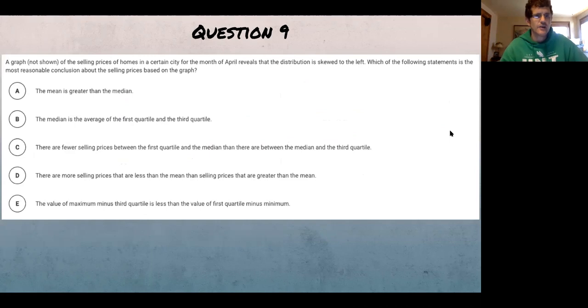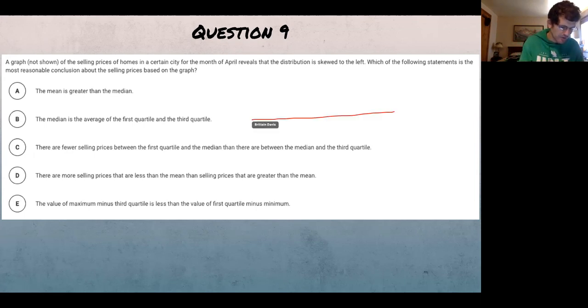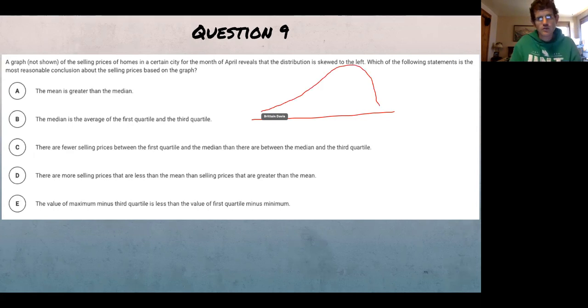Question 9. A graph of the selling prices of homes in a certain city for the month of April reveals that the distribution is skewed left. Which of the following statements is the most reasonable conclusion about the selling prices based on the graph? This helps to actually draw a graph. It's skewed left, so I'm just going to draw a very quick distribution. I know that the mode is right here at the hump, so the median is going to be close by.